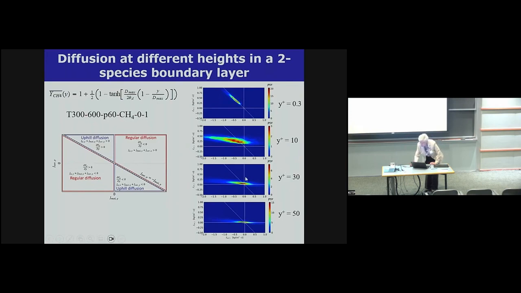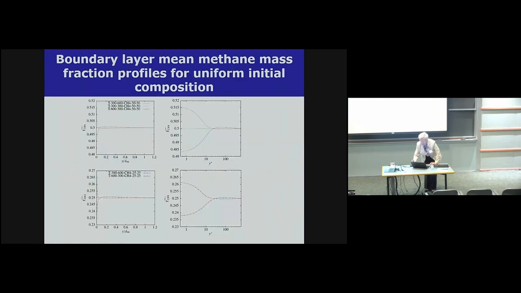I am not going to have much of a chance to talk about that because I see that I have only 5 minutes left. But all I want to show you is, here I'm plotting the average mass fraction as a function of y plus. If you have a wall at the same temperature as the fluid, the mass fraction stays the same. If you have a hotter wall, the mass fraction increases. If you have a colder wall, the mass fraction decreases. And we're starting here with a uniform situation.